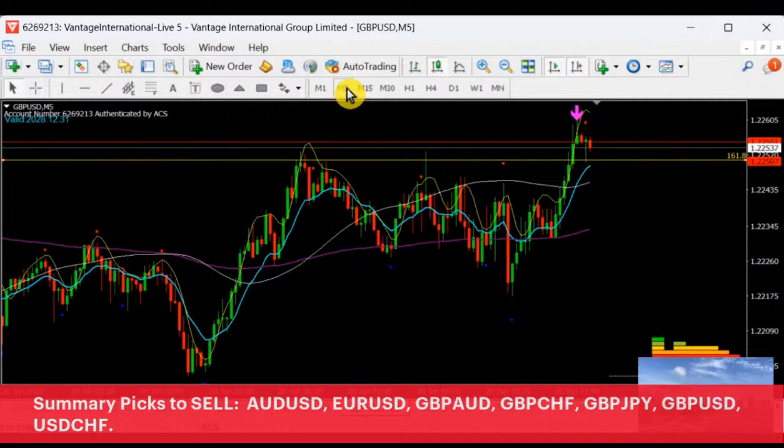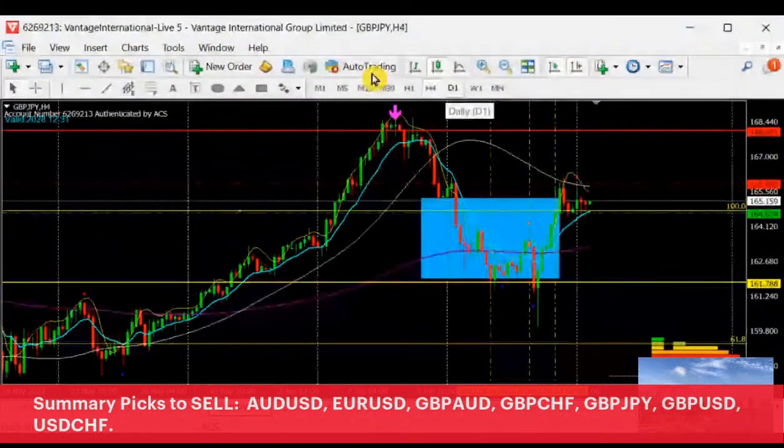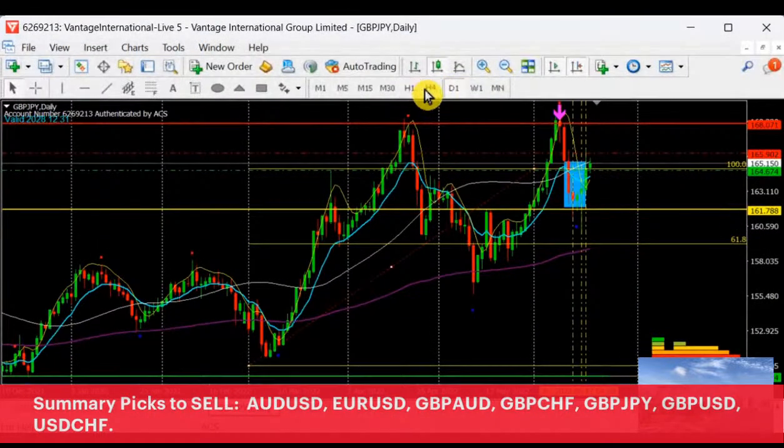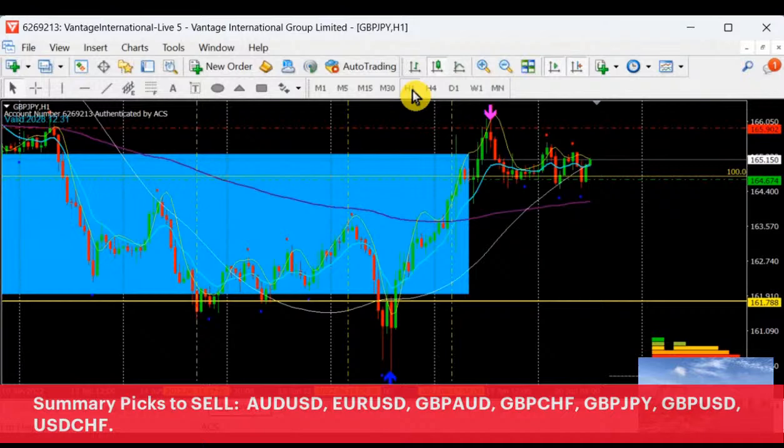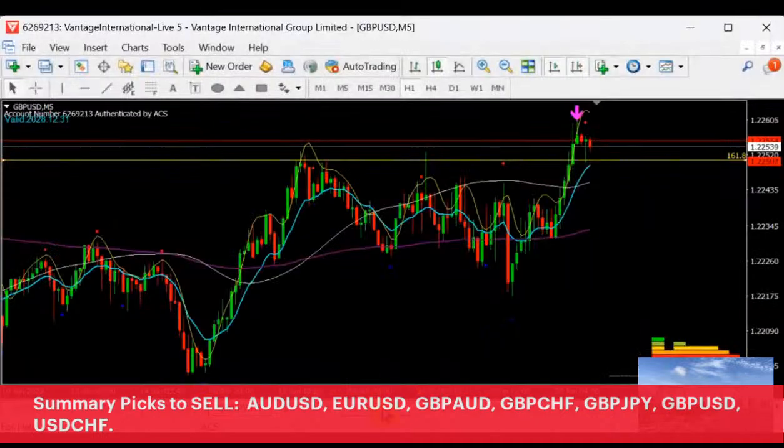There's much opportunity, like pound yen as well. The pound yen first half selling, I think no more. We have tested the support over here, so currently it's going to look out for a resistance. Same thing for pound dollar.